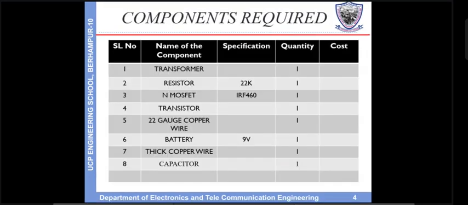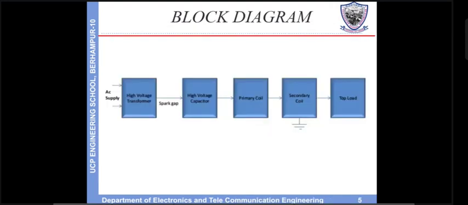There are some components that we need to build a Tesla coil: a transformer, resistors, MOSFETs, transistors, 20 gauge copper wire, batteries, and thick copper wire for the primary winding, and a capacitor.